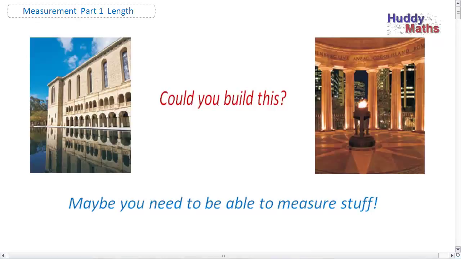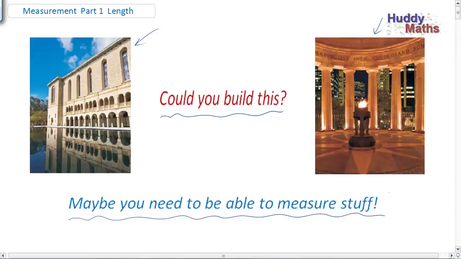Hey, welcome to a series of presentations on measurement, and this is part one, looking at measuring length. Have a look at this question I've got for you here. Could you build this? Any of this or this? Oh, how intricate is that? Pretty hard to do, I would imagine, and maybe, just maybe, you might need to be able to measure stuff.